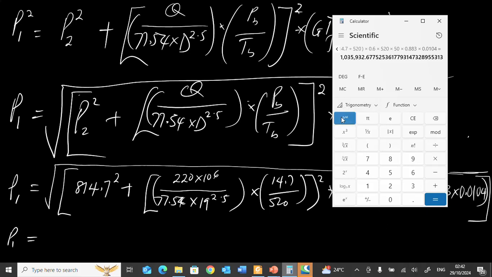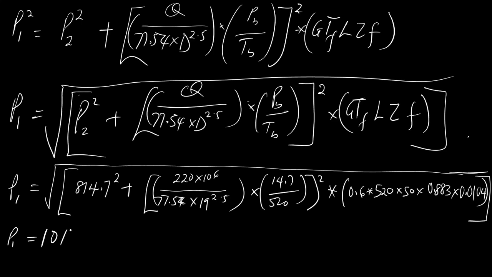We're not saying the square root. The square root of this is the same thing as saying raised to power 0.5. So we just say raised to power 0.5 equal to 1017.8 psia. So that is the value for our pressure P1, that is the upstream pressure.